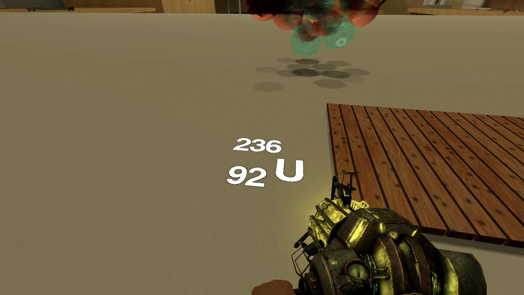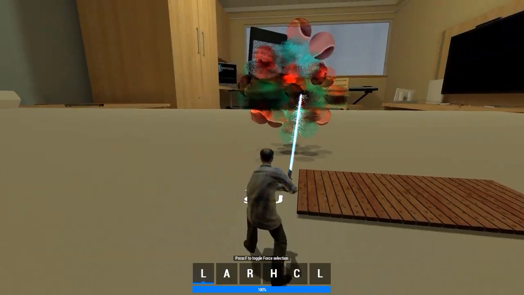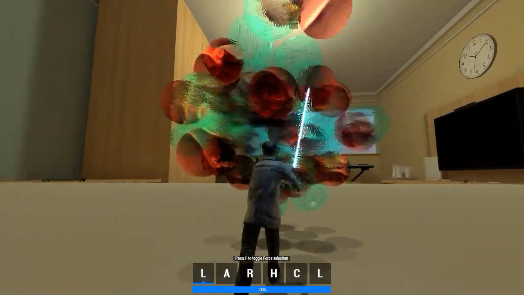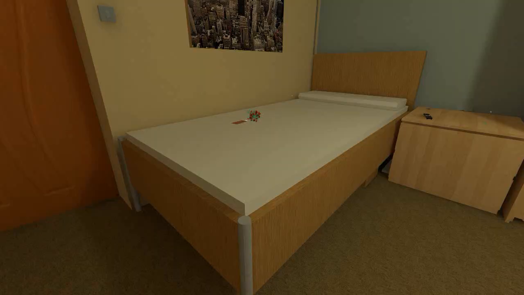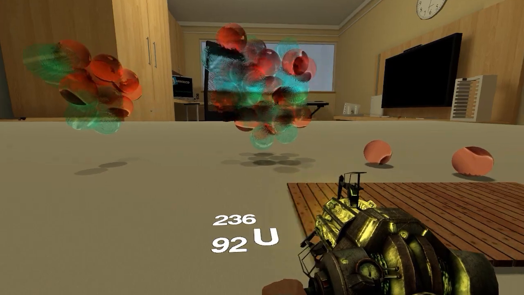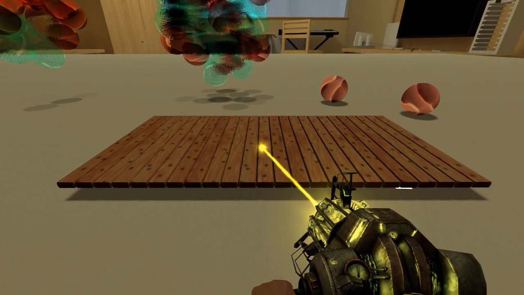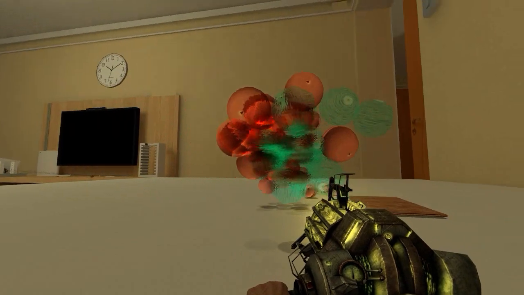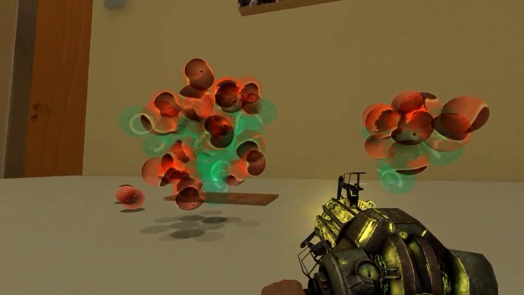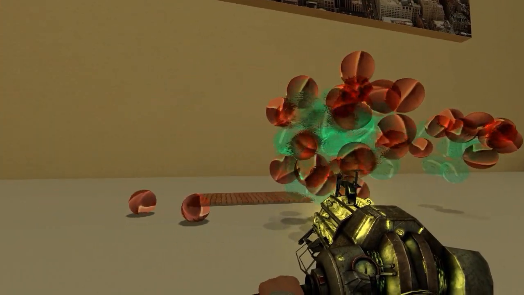Now, uranium-236 will undergo fission. That means the heavy nucleus will split. Now, this is the principle of a nuclear fission reaction. So I've made two new elements, and I've got a couple of neutrons left over.